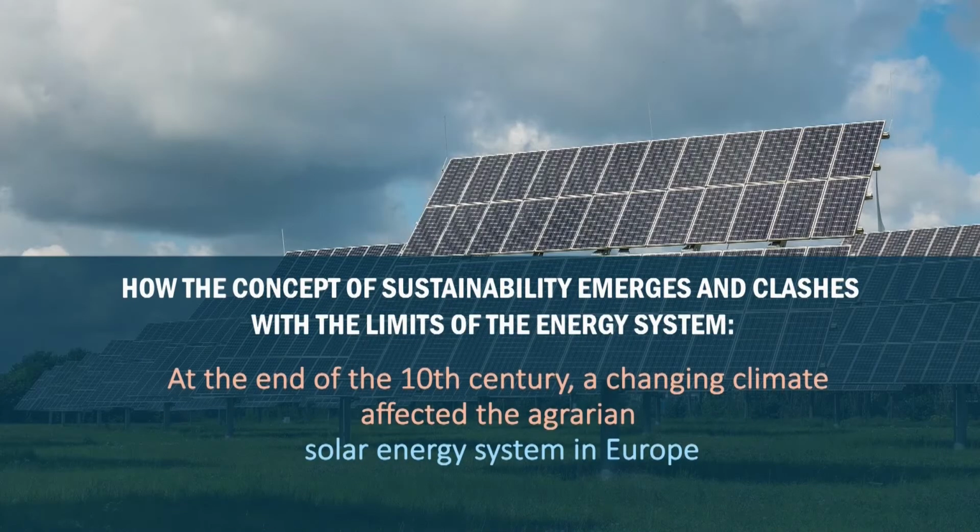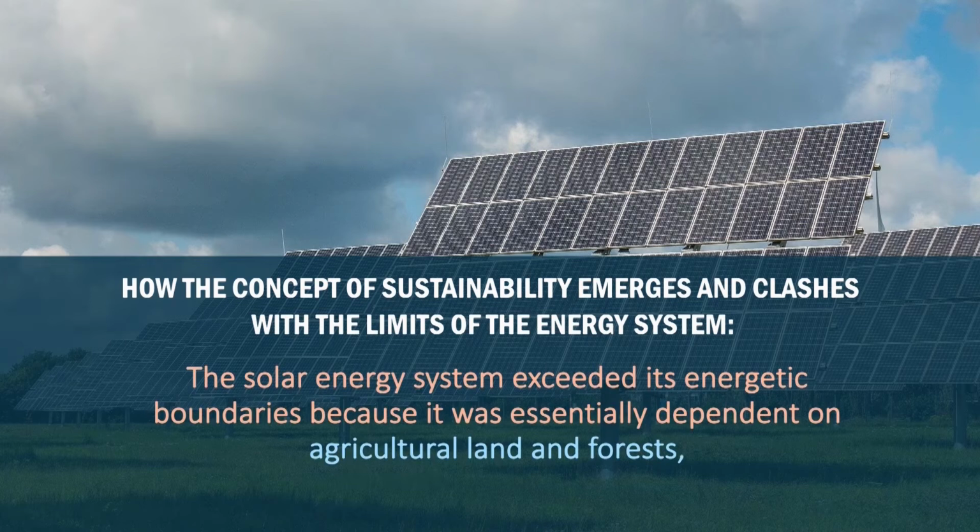At the end of the 10th century, a changing climate affected the agrarian solar energy system in Europe. Then forests were cleared very systematically and land was used intensively for agriculture and stock farming. Because of that, the economy became successful in the High Middle Ages, and when humans are economically successful, then population increases. That, combined with other factors, finally led to the near collapse of the agrarian solar energy system in the 14th century. The solar energy system exceeded its energetic boundaries.